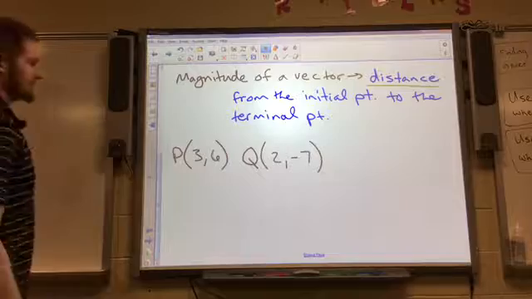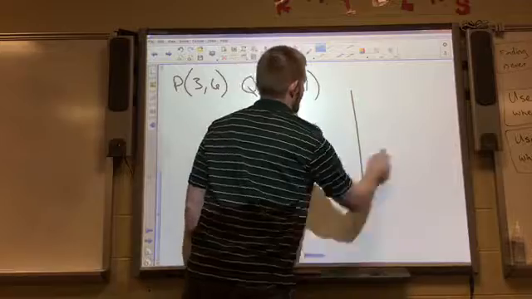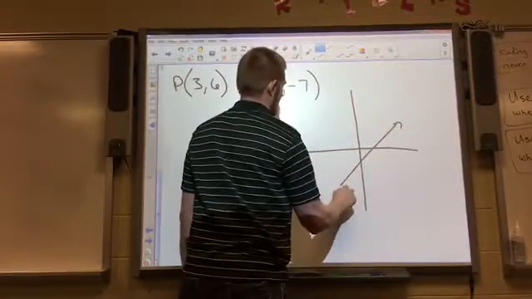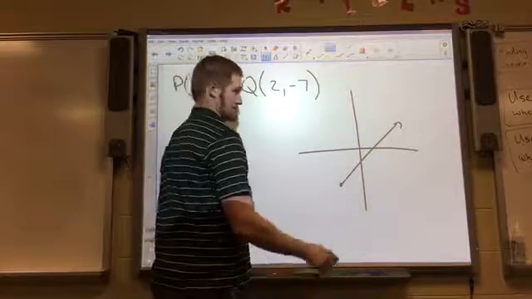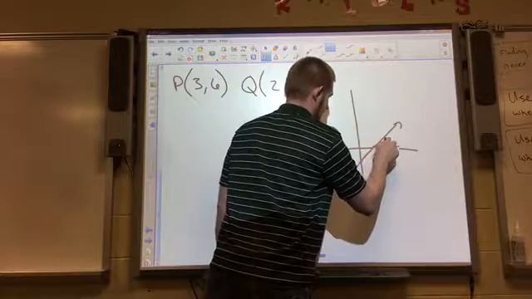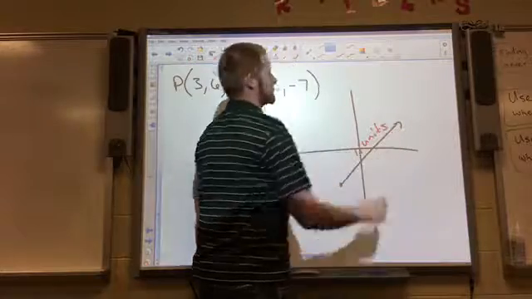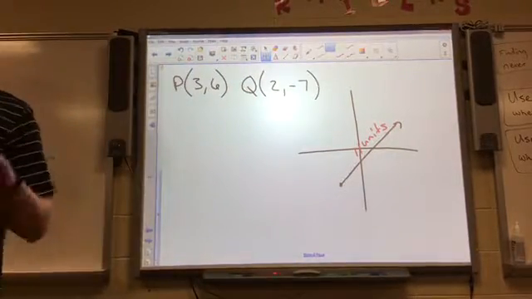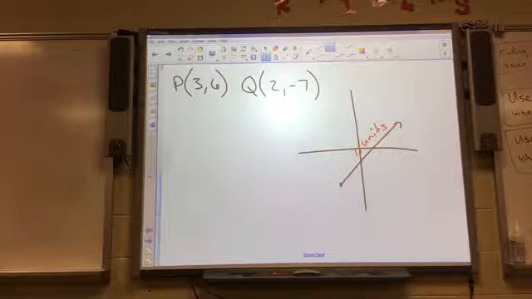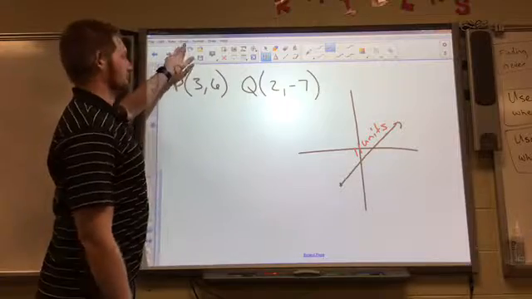Now remember, if they give you a graph of a vector, and I've had this already today, I've had people tell me, well, I can count the distance. 1, 2, 3, 4, 5, 6, 7, 8, 9, 10, 11 units. You can't do that diagonally, right? You can't count like that diagonally. It just doesn't work. You are going to have to find the distance using the distance formula.